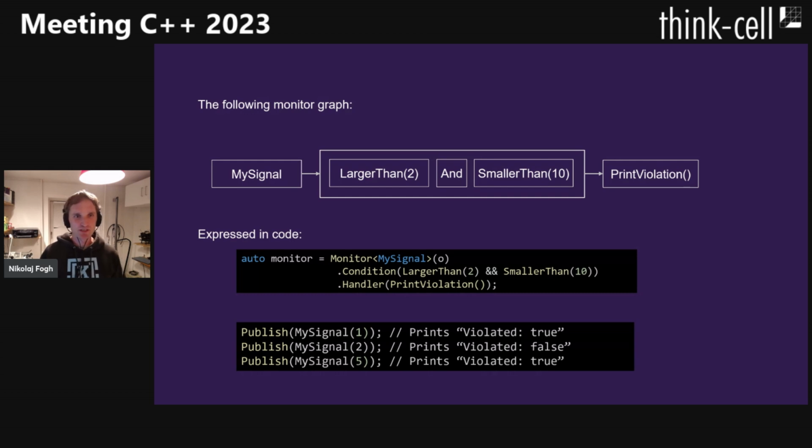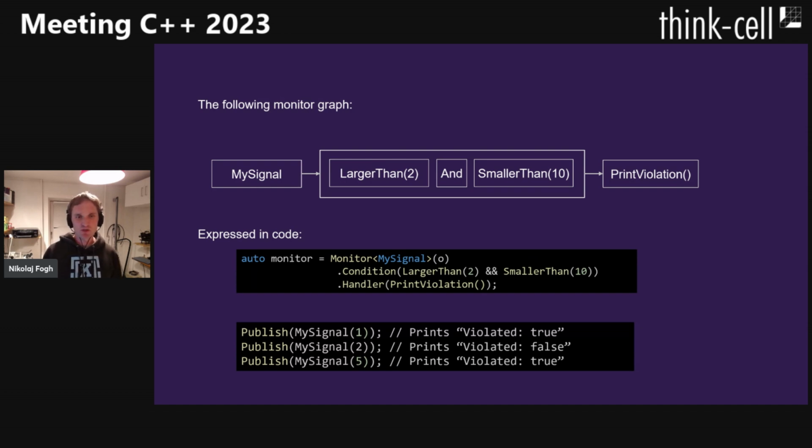So we can try to express that in code. Note here, I'm going to approach this not from the implementation side, but from the API side. So how are our users going to use this API? Here we can express this in code. We have a monitor. We want to monitor my signal with this pops up framework. Here's the O comes again. So I want to monitor my signal with the condition that it should be larger than 2 and smaller than 10. And the handler should print a violation if there is one. And that would be nice to have.